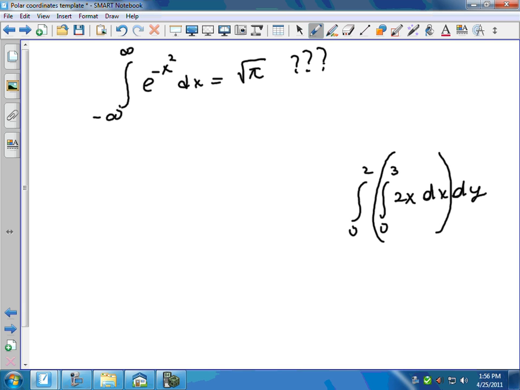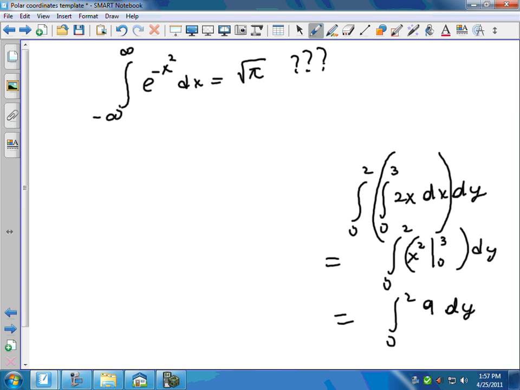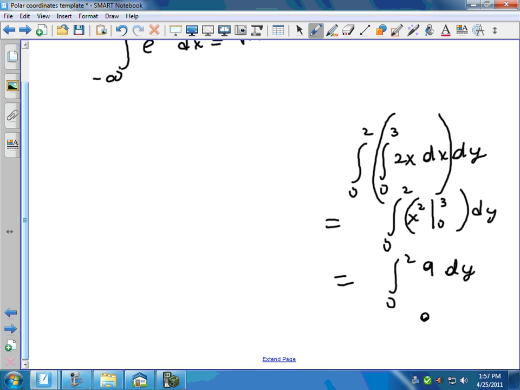Now, what is the integral of 2x with respect to x? That's x squared, 2x squared over 2, or x squared. And integrate from 0 to 3. So the outside is still there. The outside integral is still there, 0 to 2. The dy is still there, right? So what is the integral of this? So x squared 0 to 3, you get 9, right? Okay, 9. So now integrate 0 to 2 of 9 dy, which is 9y going from 0 to 2, and we get the final answer of 18.